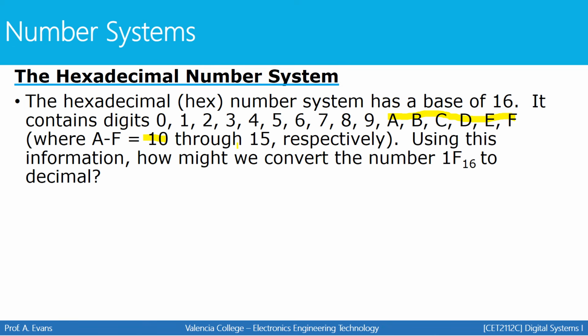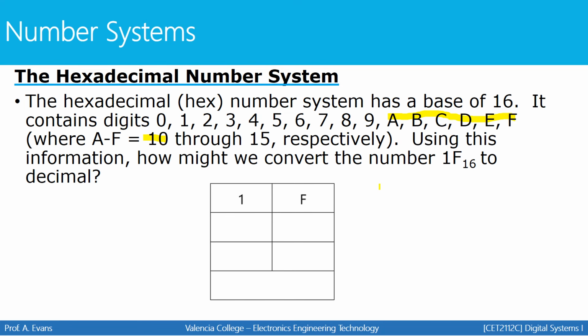So using this information, how might we convert the number 1F, base 16, to decimal? That's the question. Just like we did with binary numbers, we need to create a place values table. Here's my table. I have two digits, 1 and F. Since I have a base of 16, my place values are going to be based off of the number 16. And then I'm going to multiply each place value by the top row. So I'm going to have F times 16 to the 0 power and 1 times 16 to the first power.